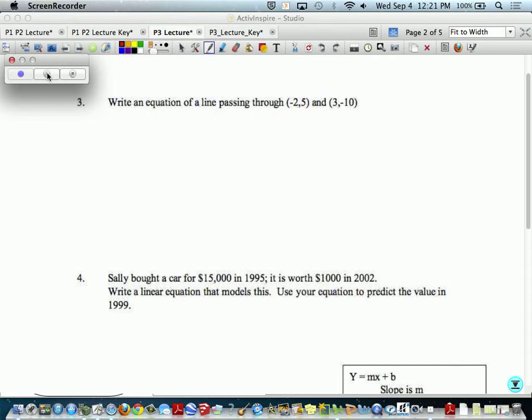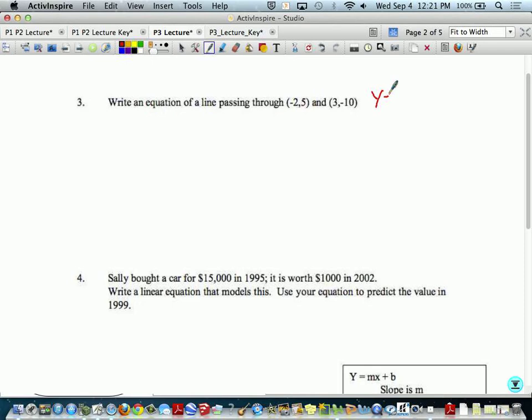And I want you to get to a y equals mx plus b type equation, what we call the slope-intercept equation. So use the 2 points to calculate your slope, double check with somebody before you move on, and then I'll pop the answer up there when you're done.